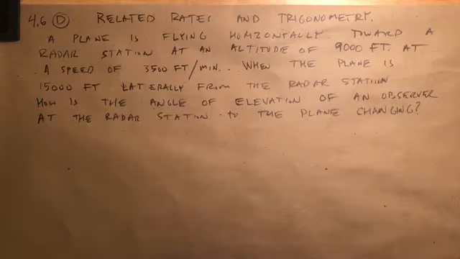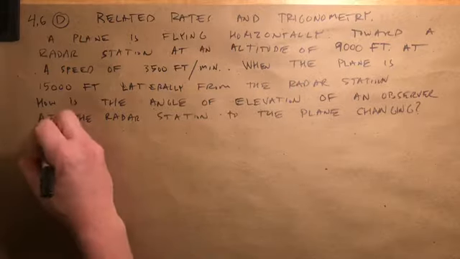Well, welcome to the 4.6 Video D, Related Rates in Trigonometry. And we have a problem where a plane is flying horizontally toward a radar station at an altitude of 9,000 feet at a speed of 3,500 feet per minute. When the plane is 15,000 feet laterally from the radar station, how is the angle of elevation of an observer at the radar station to the plane changing?